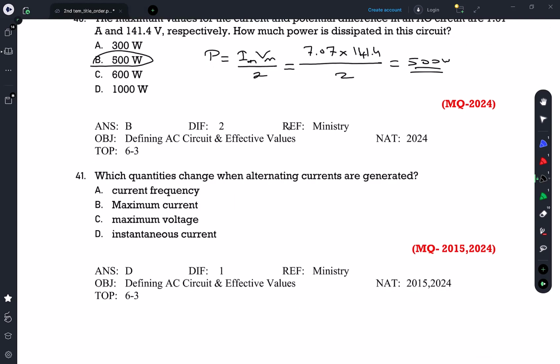Which quantity change when alternating current is generated? Frequency of alternating current is a specific number. Maximum value, maximum voltage is bound. It's a specific value. So maximum current, according to Ohm's law, it is V divided by resistance. It is unchanged. Only instantaneous value. It can be instantaneous potential difference or instantaneous electric current. So D is change.